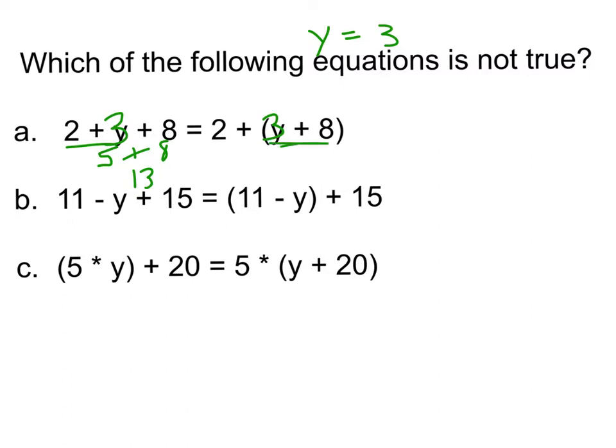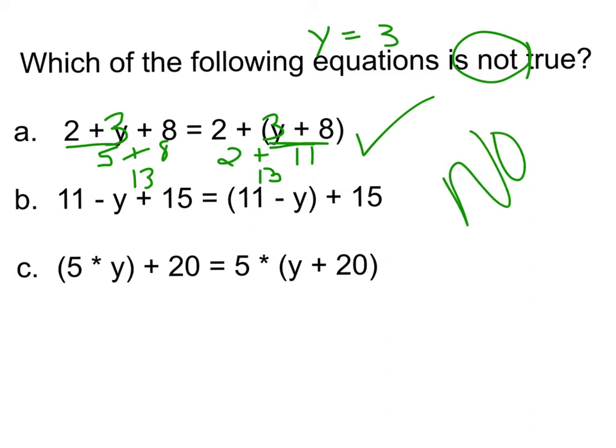So here I have parentheses, so I have to do parentheses first. So 3 plus 8 is 11, plus 2 is 13. So that is correct. But it's saying which one is not. So I need to remember that, because sometimes that gets confusing. So I'm going to try the next one.